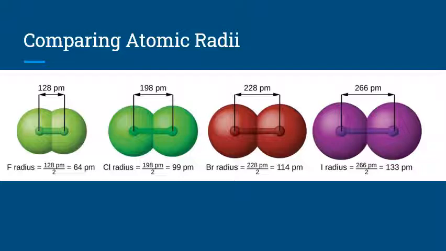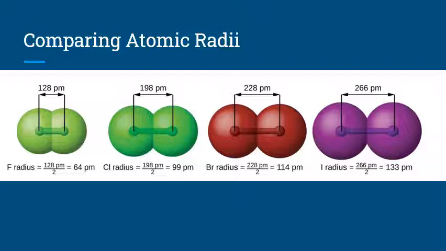So for fluorine, it's 64 picometers, chlorine, 99 picometers, bromine, 114 picometers, and iodine, 133 picometers. So as far as why that is, each time that we're moving down a row of the periodic table, we're adding another energy level to our atom.